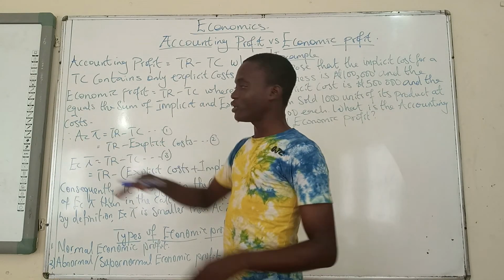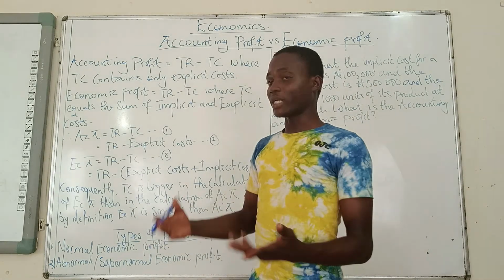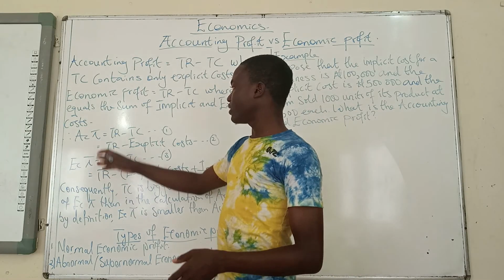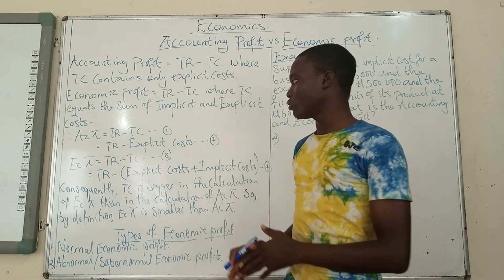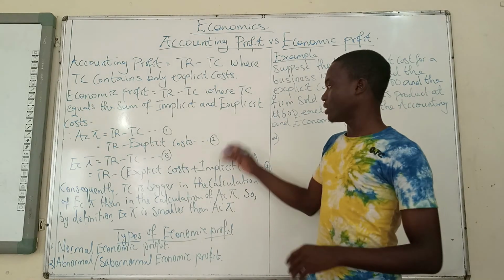So we have accounting profit. It's a pie, like a pie. So we use pie to denote profit in economics sometimes, or let's say generally. Now accounting profit equals total revenue minus total cost. That's equation 1, which is equal to total revenue minus explicit cost. I already explained that. Equation 2.